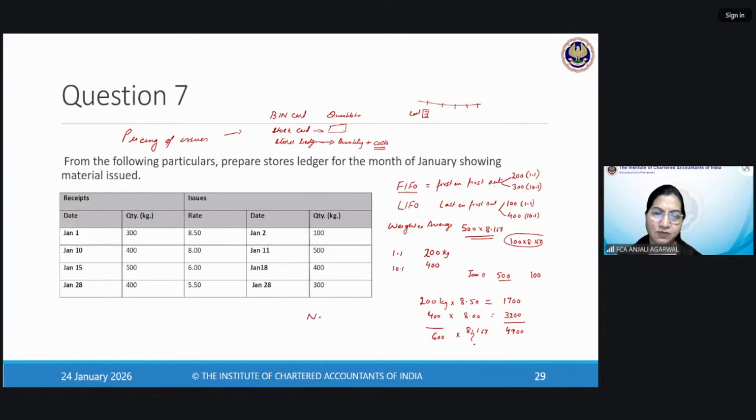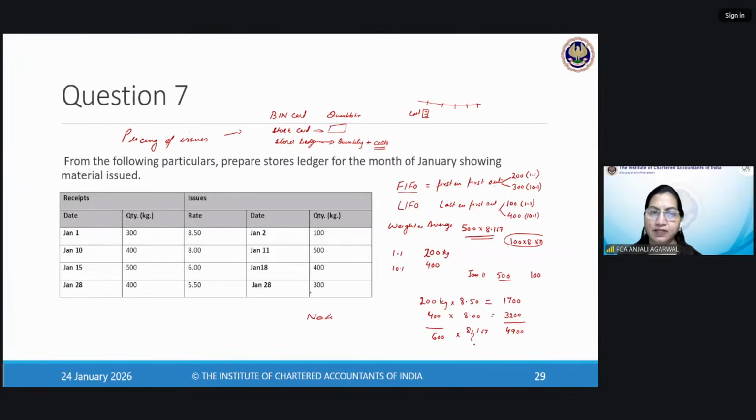There are other methods also based on cost. We have simple average, which could be 8.5 and 8 divided by 2. There is weighted average, simple average, LIFO, next in, first out.